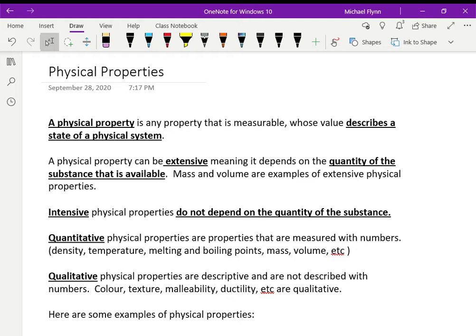If you're talking about, let's say, chocolate, a bar of chocolate might be brown in color. It might have a certain melting point. Let's say it melts at 40 degrees Celsius. Well, that is a physical property. So you get it, it's basically a description.